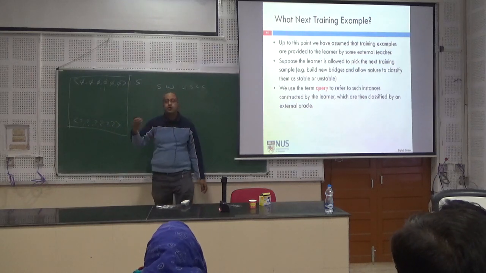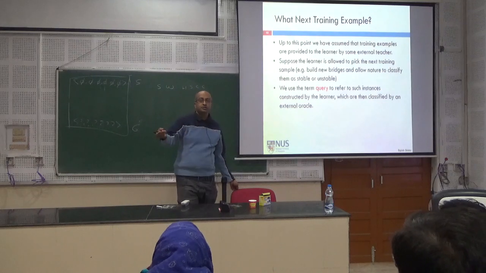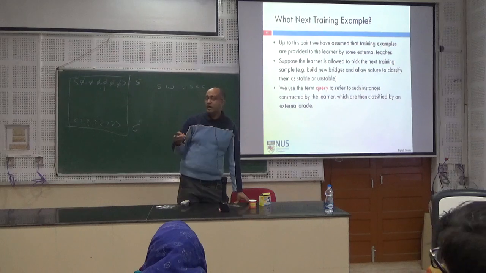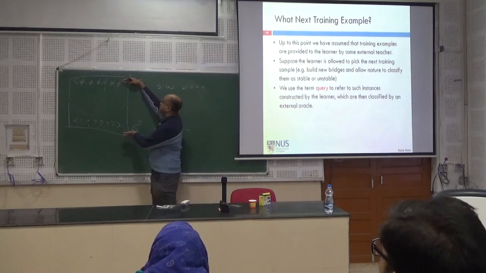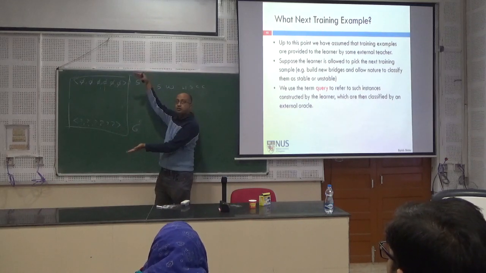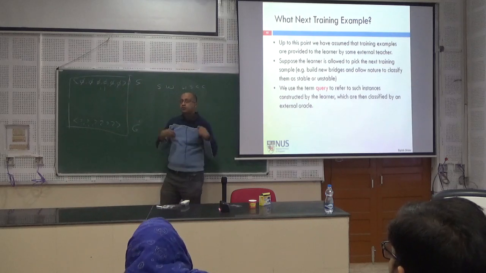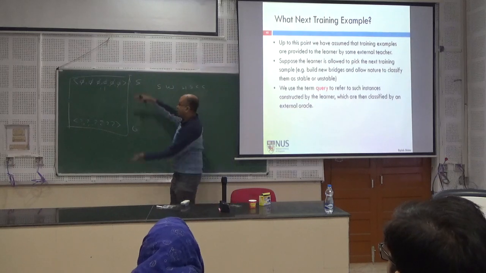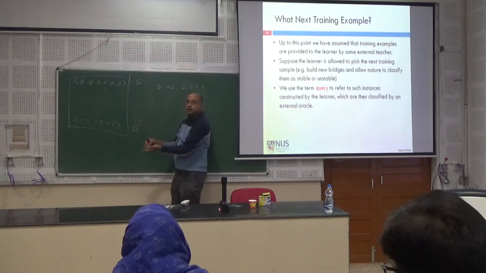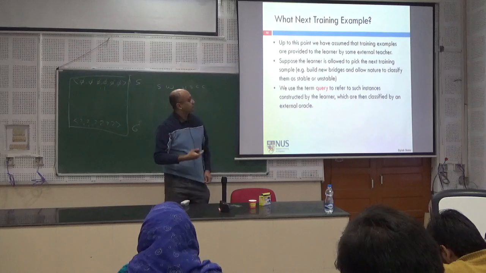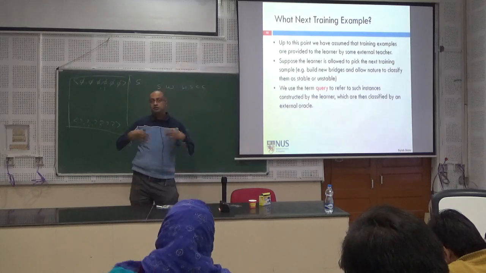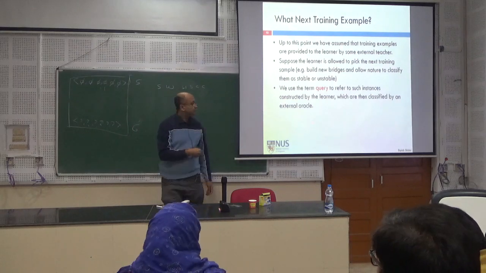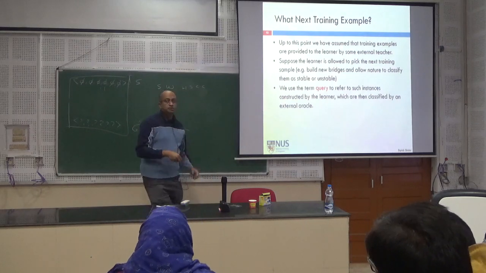When you have this choice of going to the teacher and asking for one specific example, why would I want to do that? Because if my version space is quite large, I want to shrink it further. I would like to pick an example that will help me shrink that. So I want to pick an example in such a way that when I go there, they will classify it, and that will reduce my version space. And this is what is called a query. So you construct one.